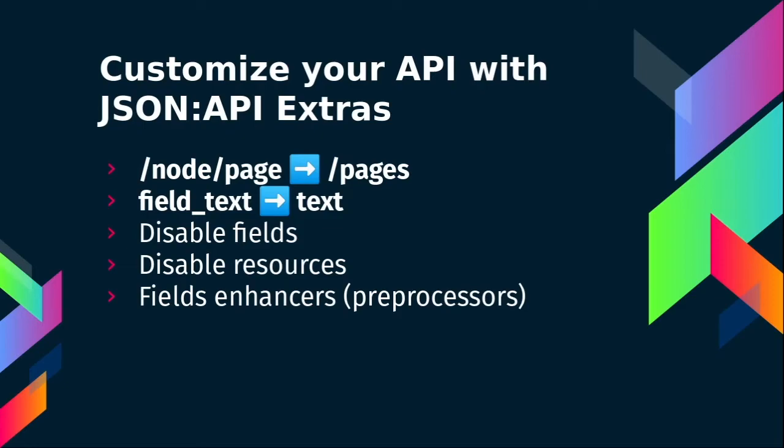So JSON API Extras gives you flexibility in your JSON API, which is very inflexible out of the box because it's meant to be very easy to get started with, right?